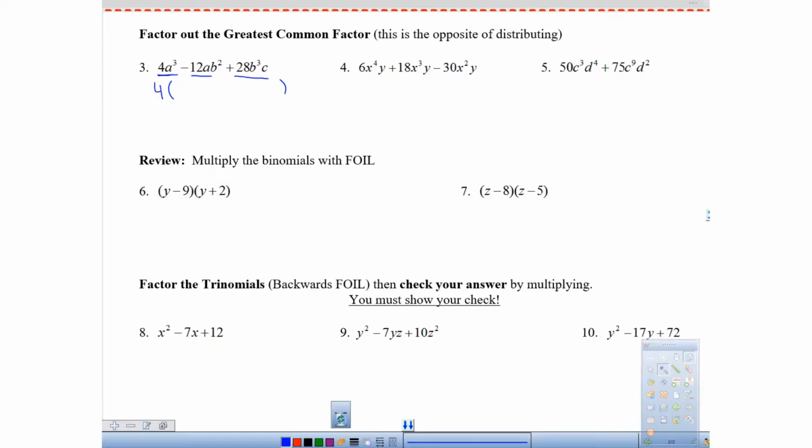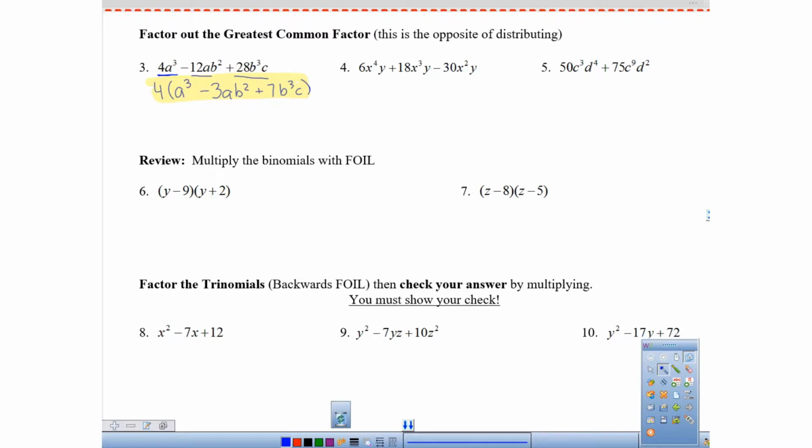So you go 4 divided by 4 is a 1, a to the third, minus 12 divided by 4 is a 3, ab squared, plus 28 divided by 4 is 7. The variables don't change, b to the third c, and that's your answer. That's all you do. Now, if you wanted to check your answer, you could take the 4 and distribute it in, and you would end up with what you have up above.